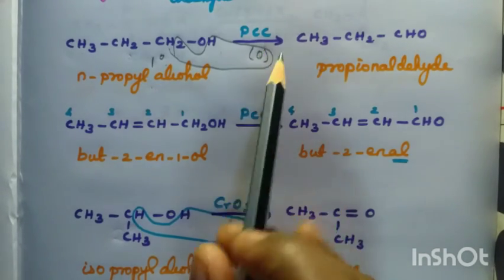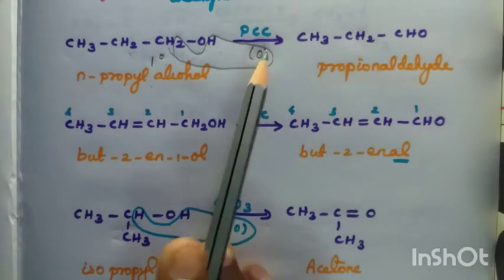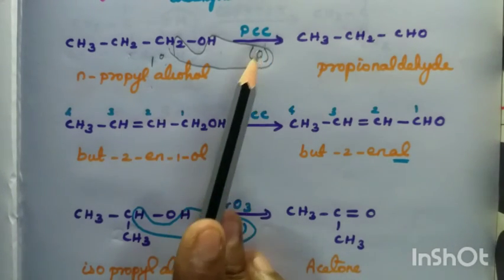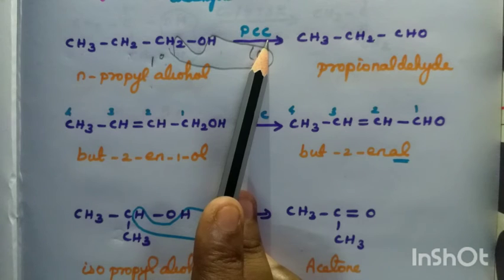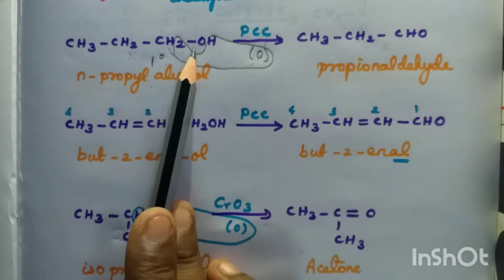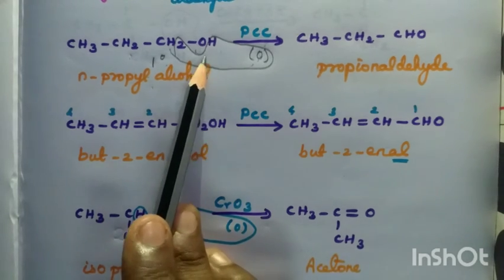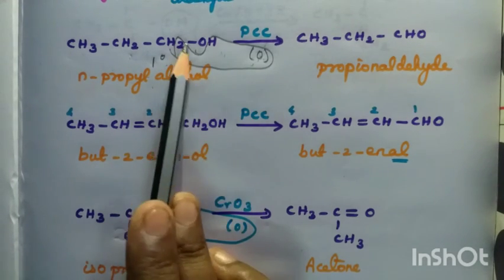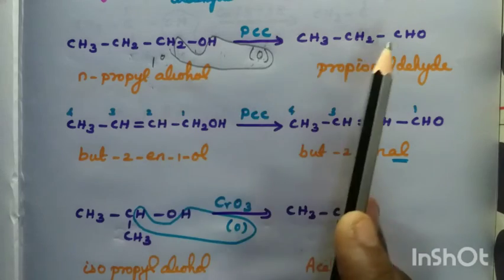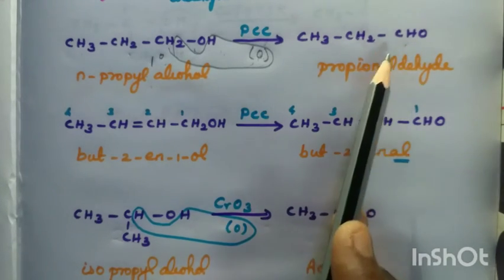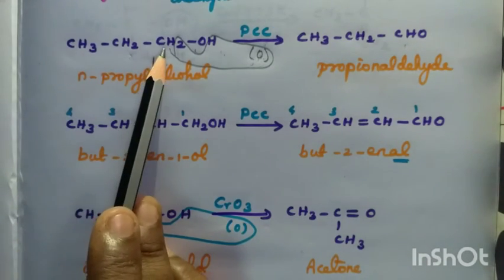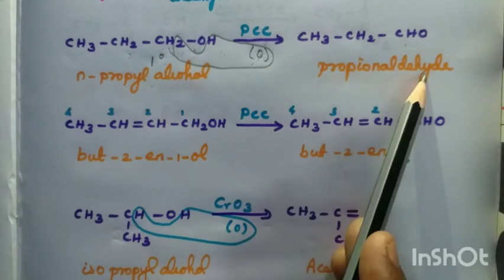With PCC, pyridinium chlorochromate, on oxidation it is used to stop the oxidation at the aldehyde or ketone. For a primary alcohol, we stop the oxidation at the aldehyde. How does this oxidation take place? Addition of oxygen, removal of hydrogen. We get the aldehyde, propionaldehyde, CH3CH2CHO.